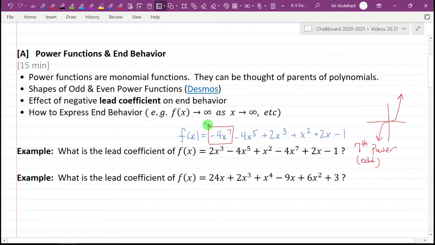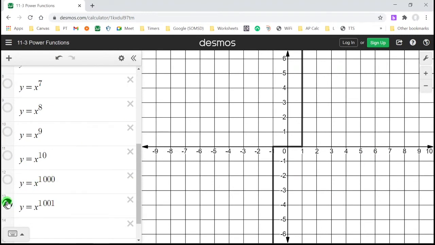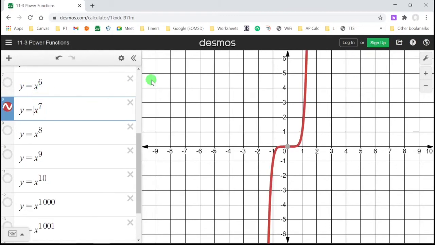However, you notice the coefficient is negative. It's a -4. Now what happens when you put a negative in front of a function? It flips it upside down. So let's go back to Desmos for a second. Okay, we have x to the 7th power right here. There you go, there's your Travolta. But if you stick a negative right there, boom, what happens? Okay, he dances in the opposite direction. So now instead of going up on the right and down on the left, it's up on the left and down on the right.